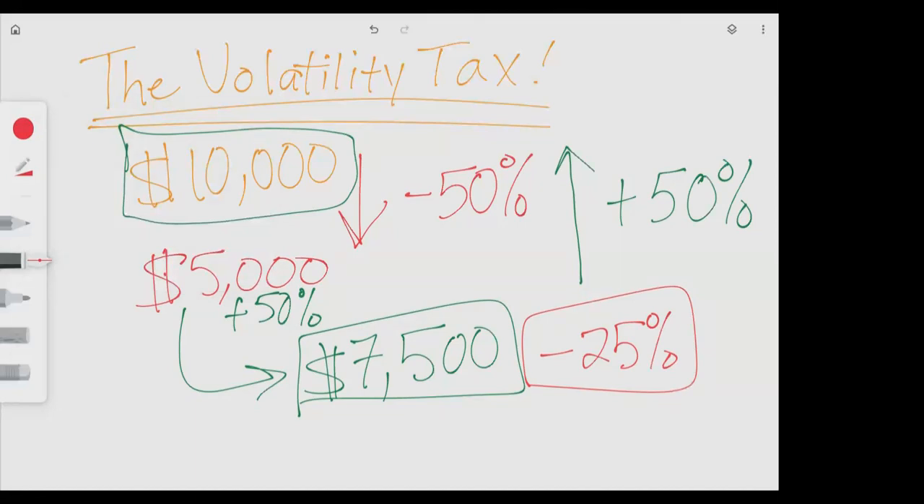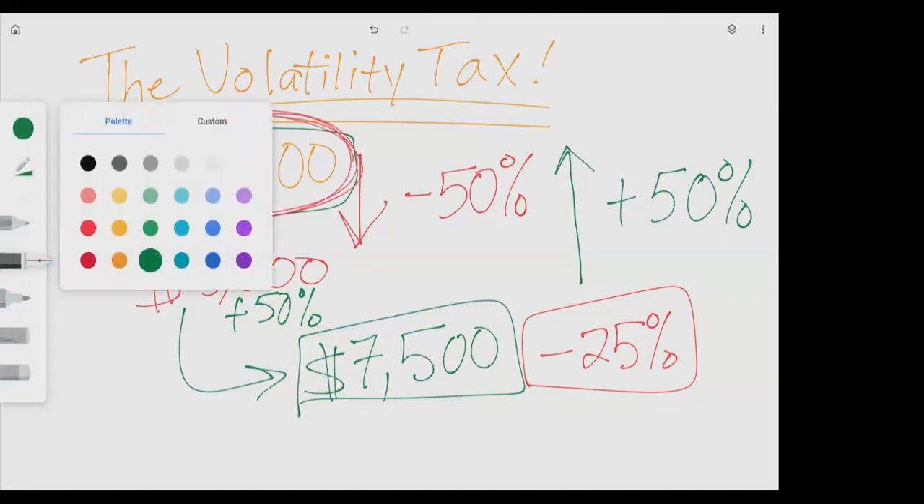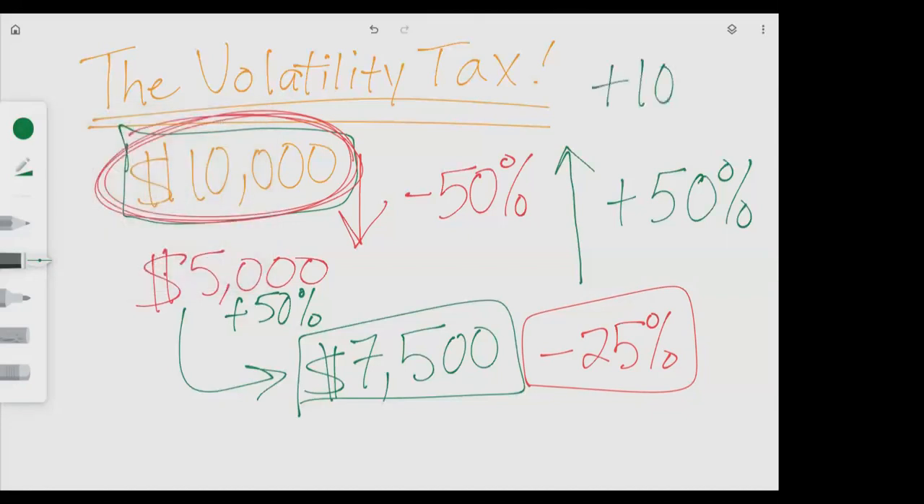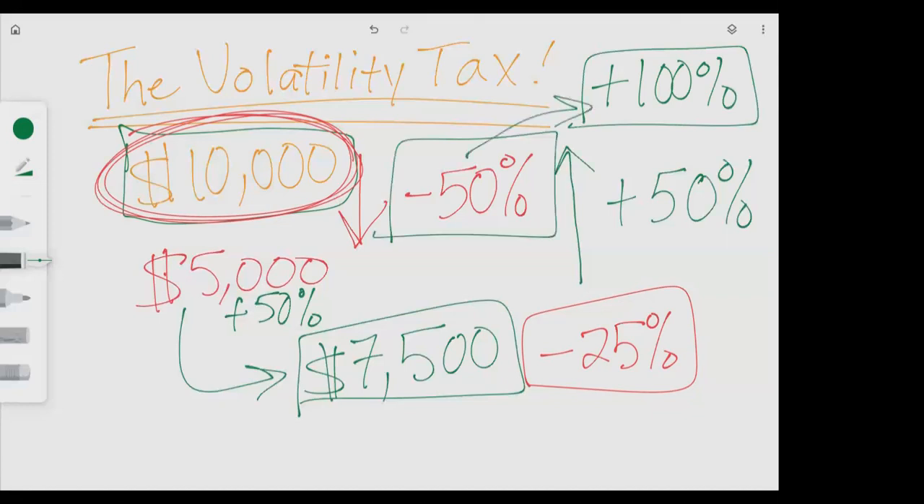How much do you need, right? If you've been looking at this, probably thinking, what would I need to just break even, get back to this original number here at the very top? And the answer is that you would need plus 100, right? So you'd need a 100% gain to offset this 50% loss. And that can happen, right? That absolutely does happen.